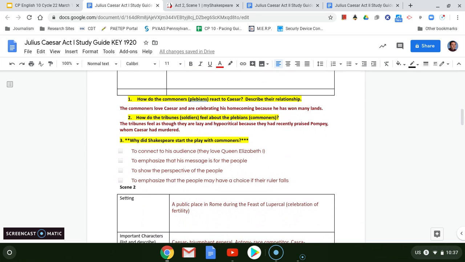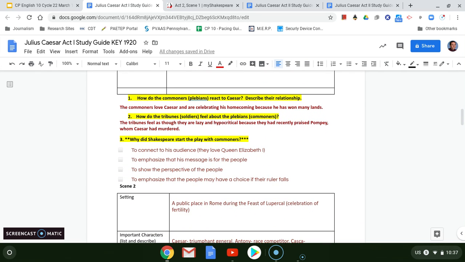So how do the commoners react to Caesar? Well, they love Caesar. They're celebrating his homecoming. The tribunes don't like the commoners. They feel that they're lazy, that they're hypocritical. They mention in the text how they had celebrated Pompey. Well, Pompey just got defeated by Caesar. So they're saying, well, wait a second. How can you celebrate Pompey on one day and then praise Caesar who kills Pompey the next? You guys just want a party. That's really what they're saying.